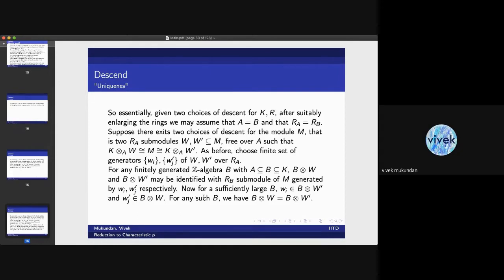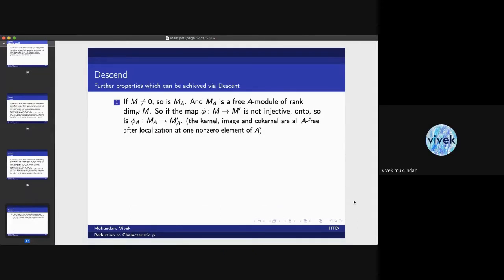So if your ring B is big enough, both the modules are basically the same thing. So both the descents become the same. So the idea is actually to keep increasing your ring A so that your descent is the same, and make sure that all the properties you have in the ring R can be descended down all the way to A.